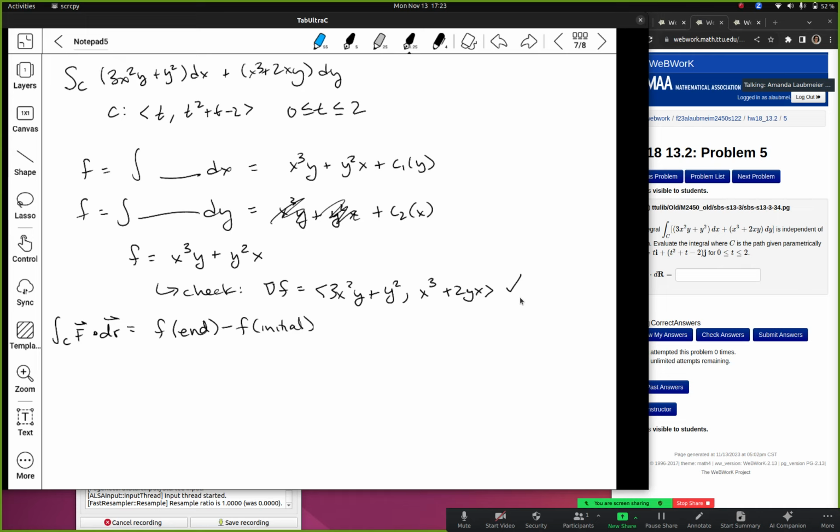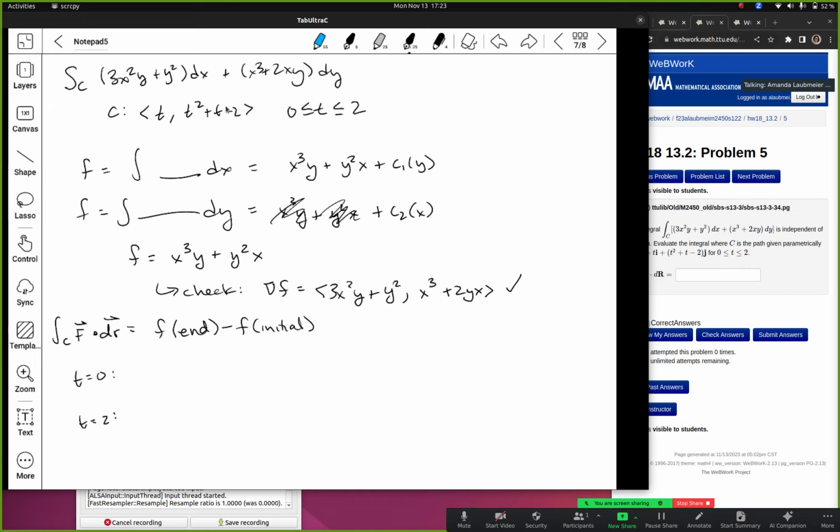So looking at C the way it was given to me, it's a little bit hard to tell what those initial and final points are. I know I start at t equals 0, and I know I end at t equals 2, so that's something. And then the only part I haven't used yet is this parameterization for C.